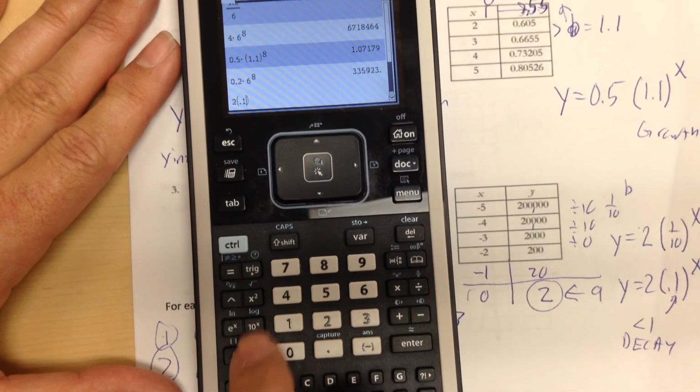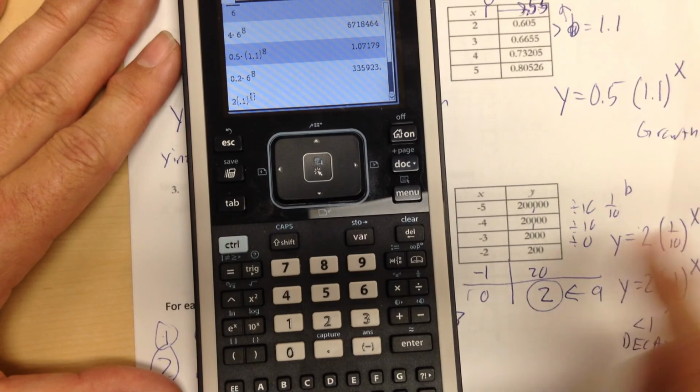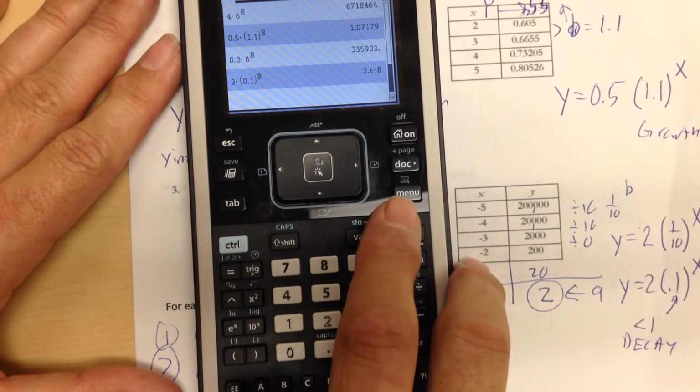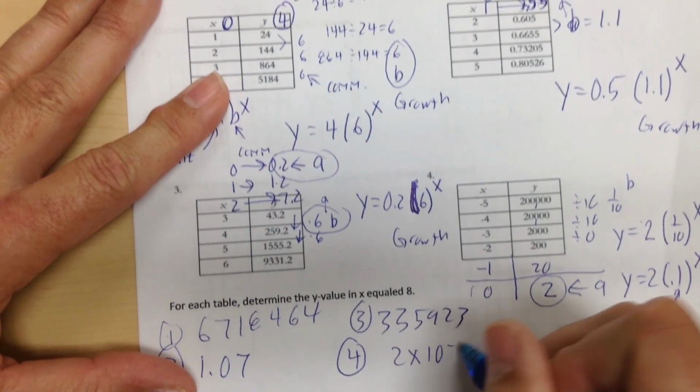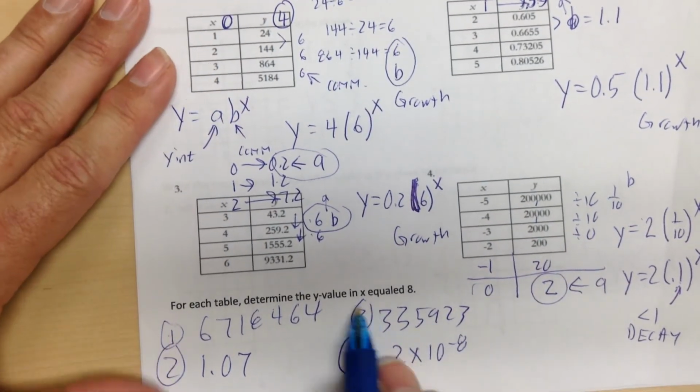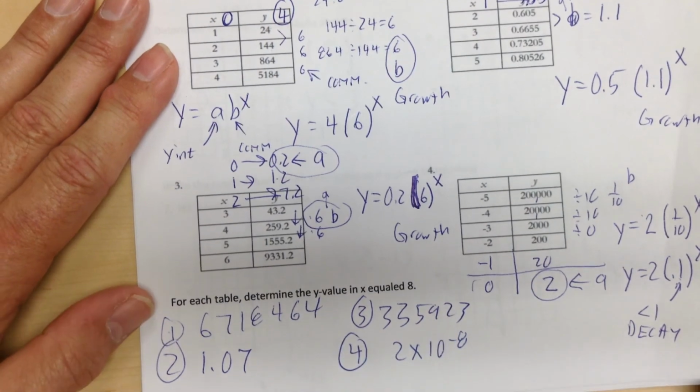And on number 4, my number is 1/10, so I'm going to type in 2 parentheses 0.1 and then caret, and I want the 8th power, and I will get 2 times 10 to the negative 8. Okay, so if I inputted 8 into all these equations, these would be my answers.